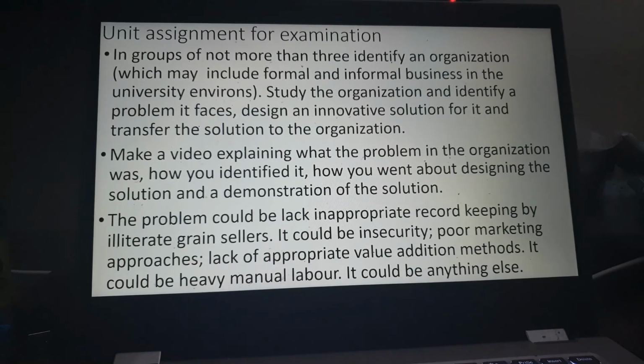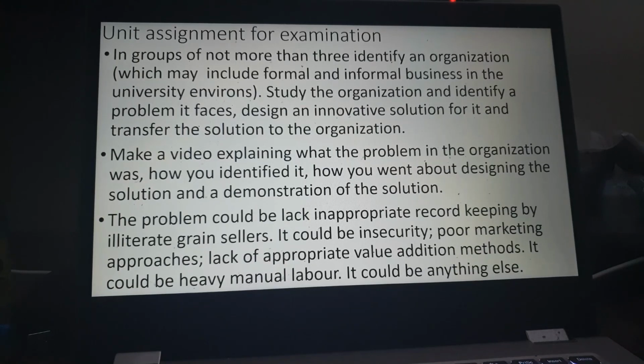It could be insecurity. We have a lot of our ladies, our girls at university, being approached, you have seen it. Are they secure? Can you come up with a technology that improves their security, against snatching, muggings and all that? It could be poor marketing approaches. There are people out there, even those who roast maize. How do they market? They just sit there and wait for customers to come and eat. Can we come up with a solution to that problem?